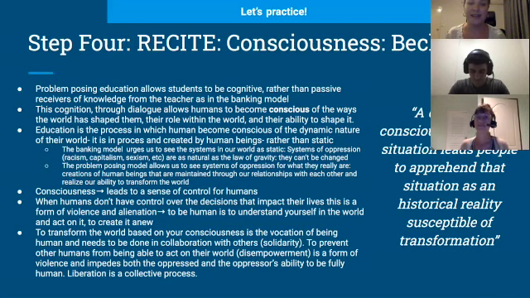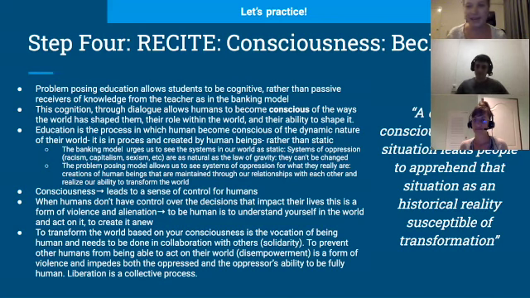And when people prevent other people from being able to act on their world through disempowerment, it's a form of violence and impedes liberation for both the oppressed, which I think is obvious, but more importantly for the oppressor. The teachers also suffer in this model and aren't able to realize their ability to be fully human through this more oppressive top-down model of education. So liberation is a collective process.